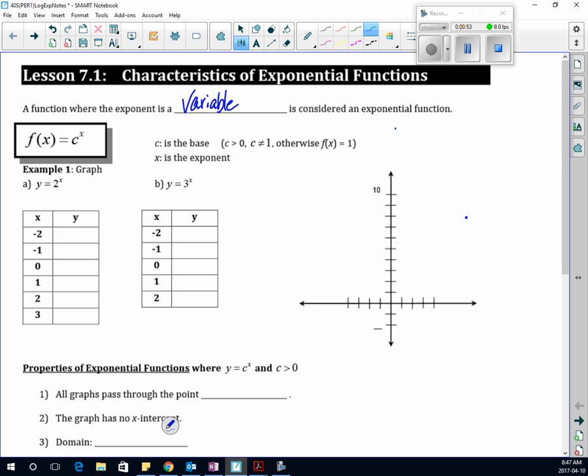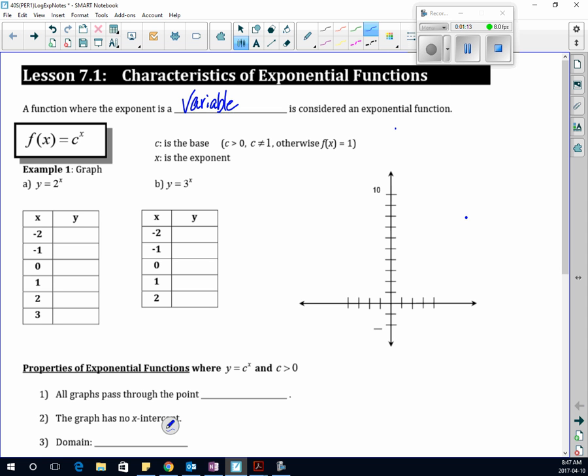Why do you think c would have to be positive, though? And it couldn't be negative. Yeah, it would be an oscillating function, meaning it would go from positive to negative, depending on what the power was, right? So that would not make up an exponential function.